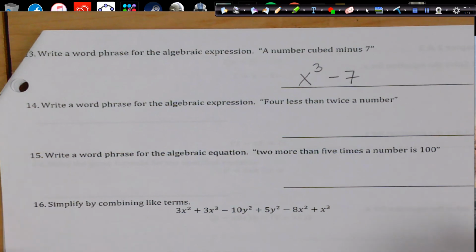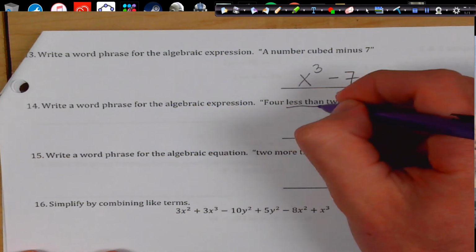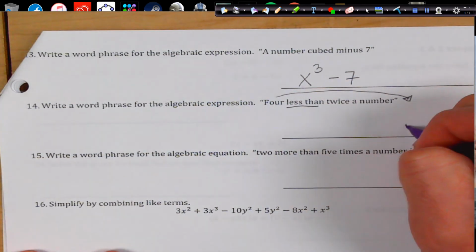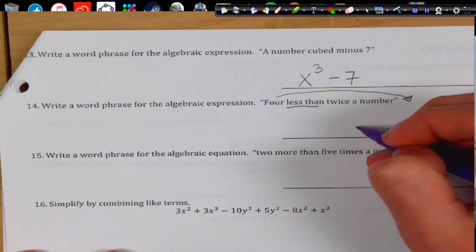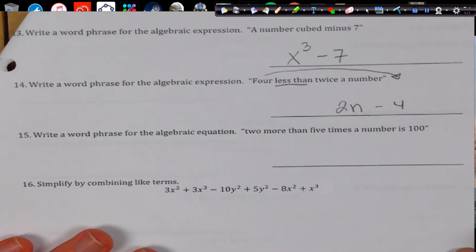Write a word phrase for the algebraic expression 4 less than twice a number. Whenever you see 4 less than, you're going to put the 4 actually in the back. Okay? So 4 is going to go in the back with the subtraction, and the front number is going to be here. Twice a number, we could do 2 times n. Doesn't matter the variable that we use.